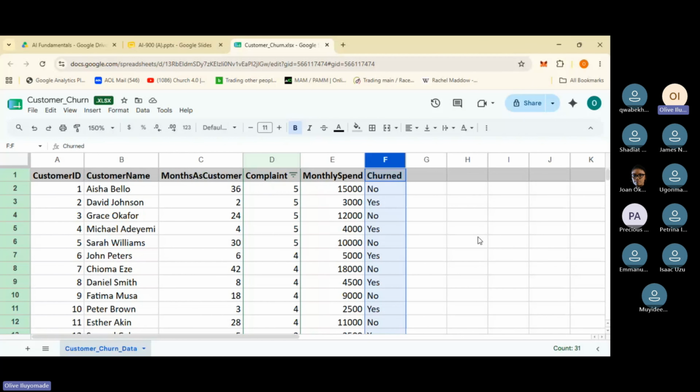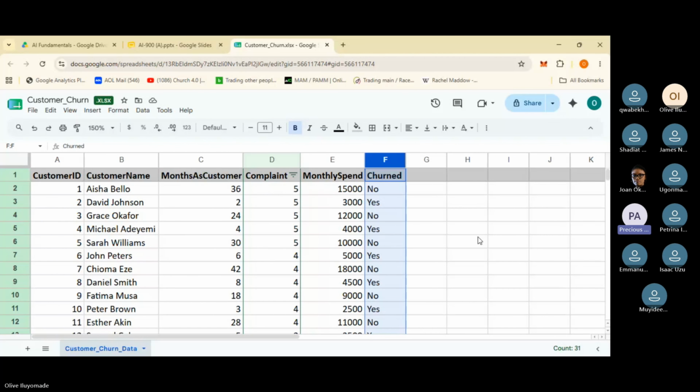It's still training, just that supervised has labels, so you can already see the outcome, the answers. Unsupervised does not have labels.